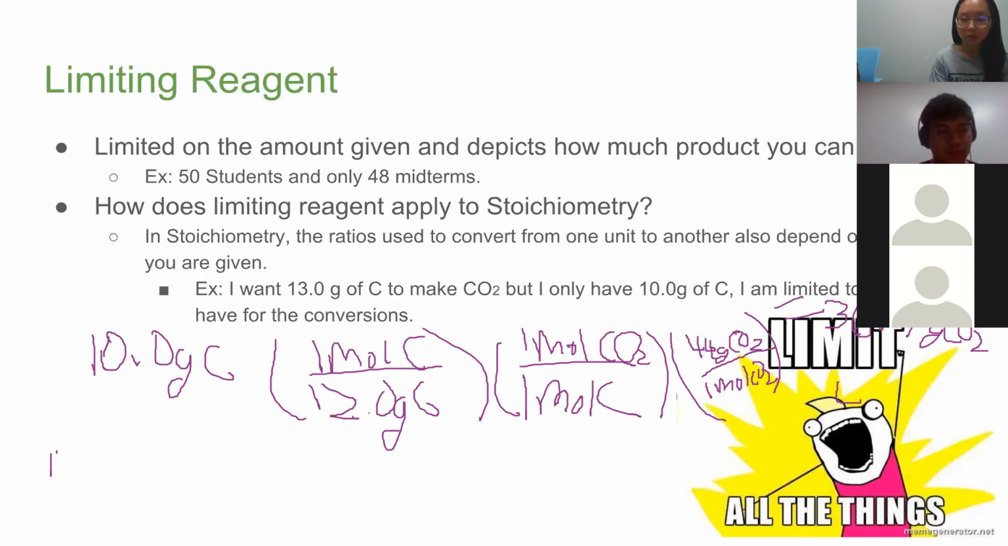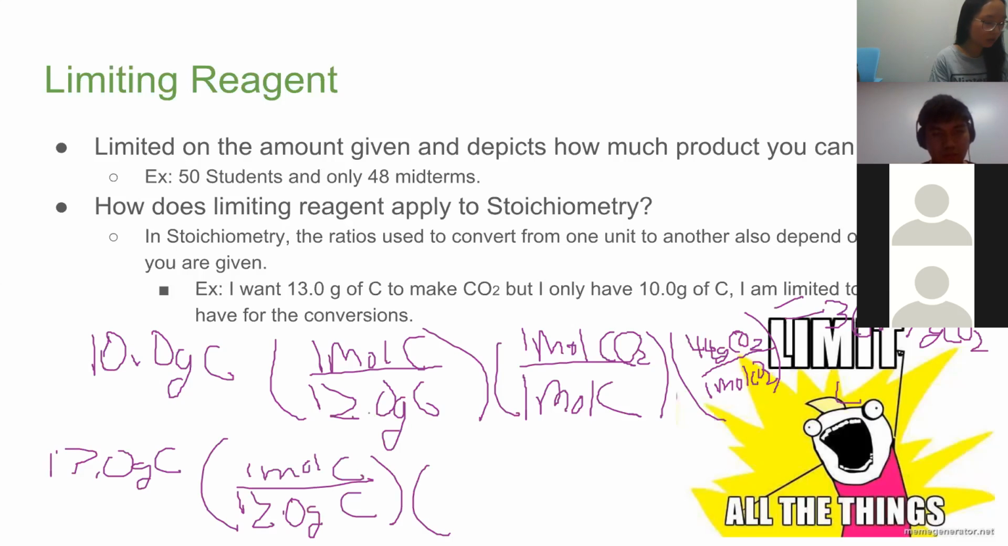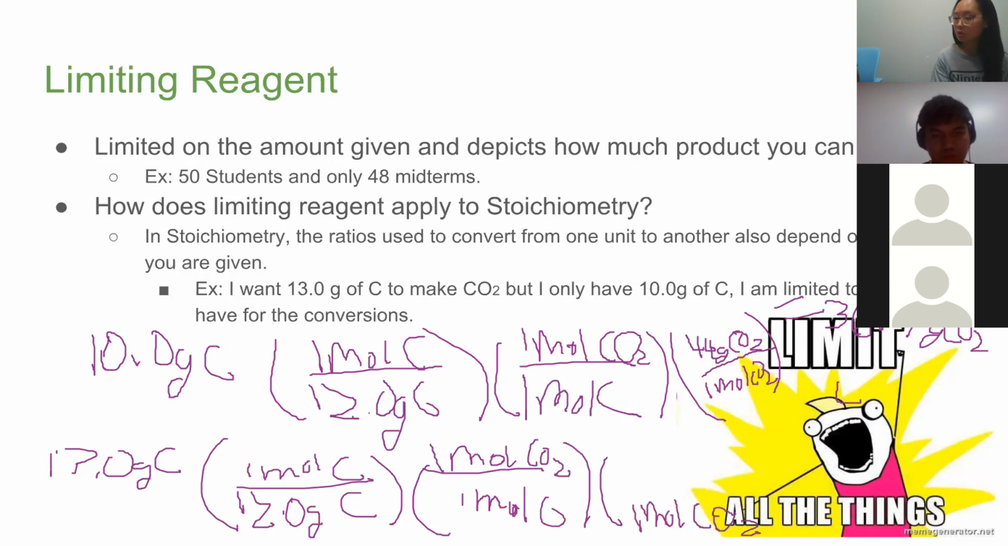Now, if we were to convert 13 grams of carbon using the same process, we use the mole of C, then 1 mole of C makes 1 mole of CO2, and then for every 1 mole of CO2, it's 44 grams. And that one should get you 47.7.